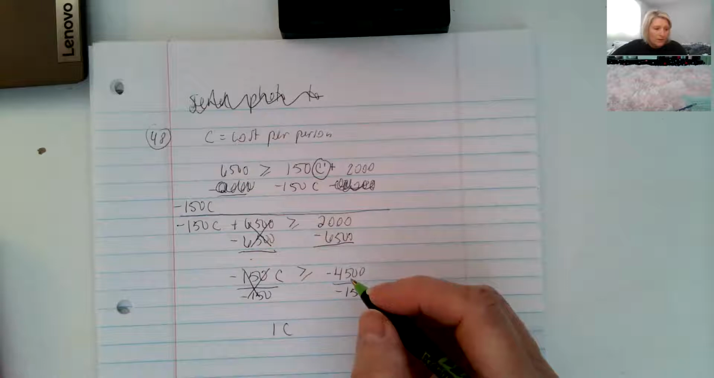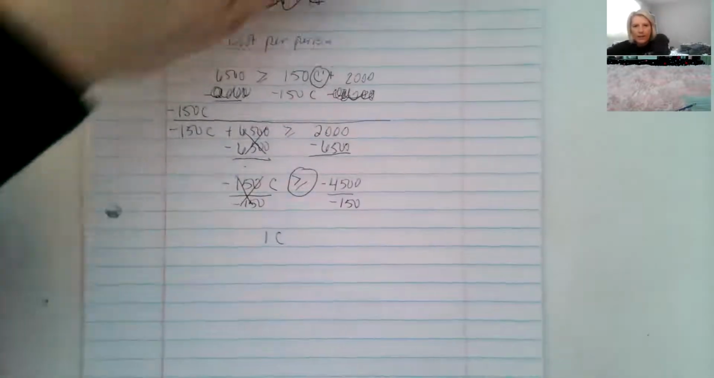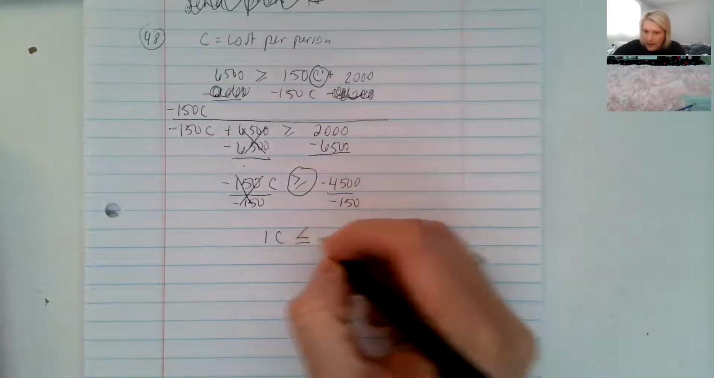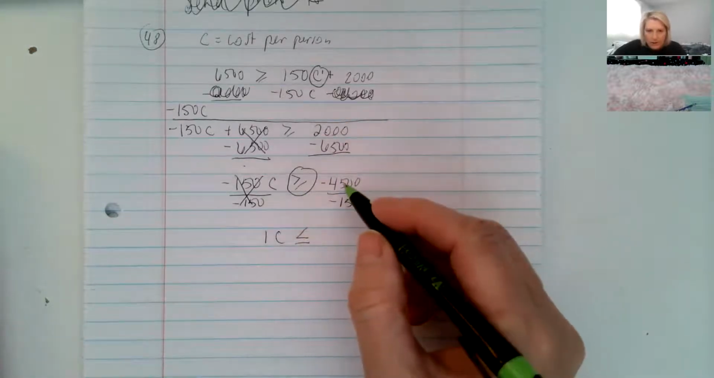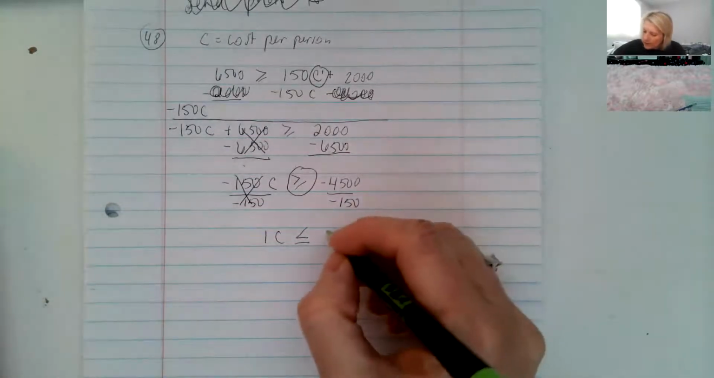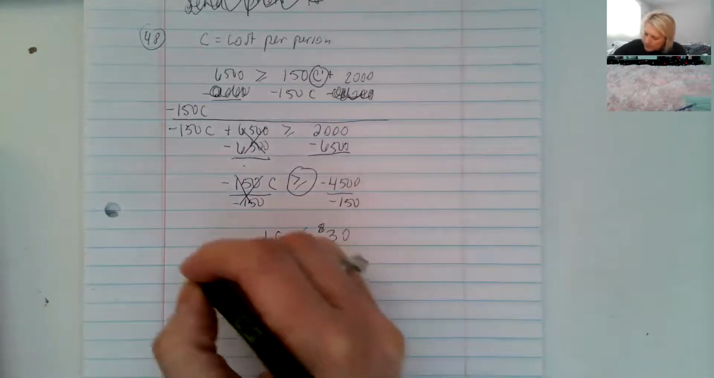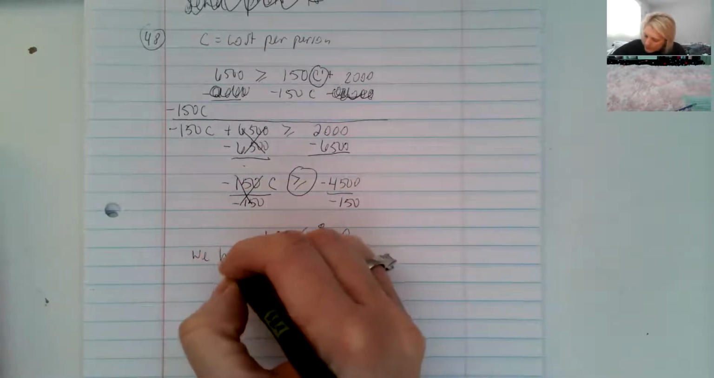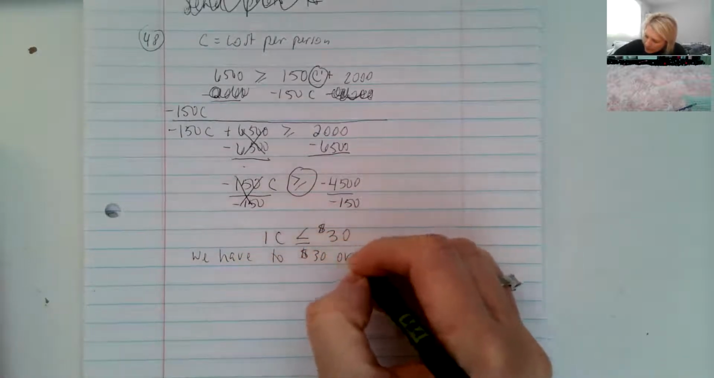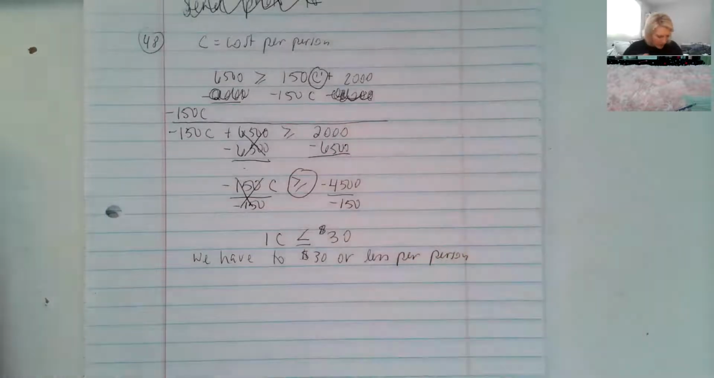And also, when we divide by a negative, that's when we always flip our inequality. This is the only time on inequalities where we have to flip our sign: when we divide or multiply by a negative. So I have to flip it to be less than or equal to. Now it's 4,500 divided by a negative 150. So C is going to be less than or equal to $30 a person. $30 or less per person.